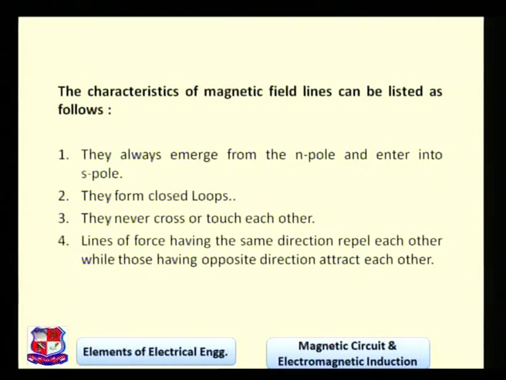And the fourth characteristic is that lines of force having the same direction repel each other, while those having opposite direction attract each other. It means that the same poles will repel each other, and if the unlike poles are there, then they will attract each other.